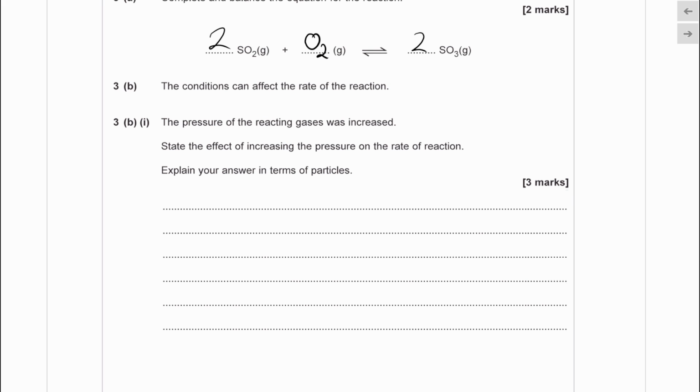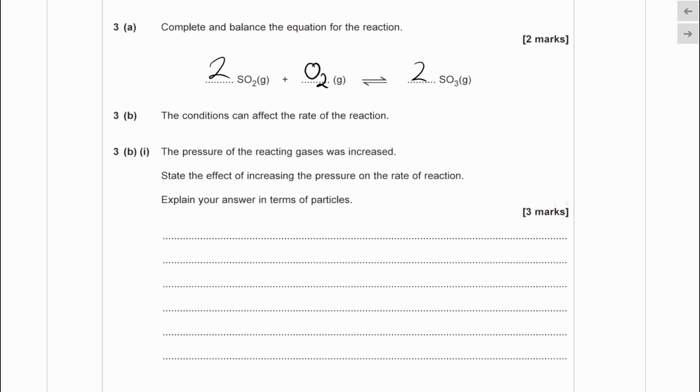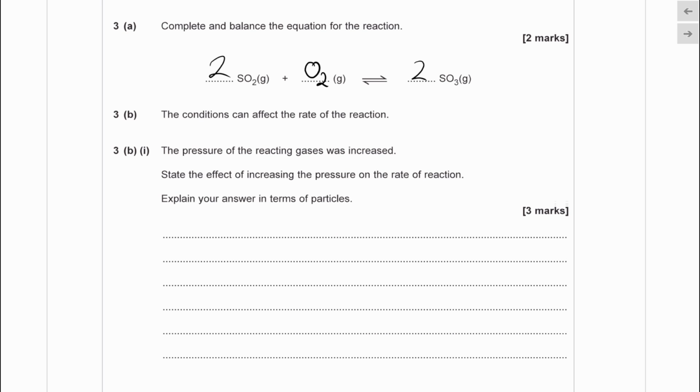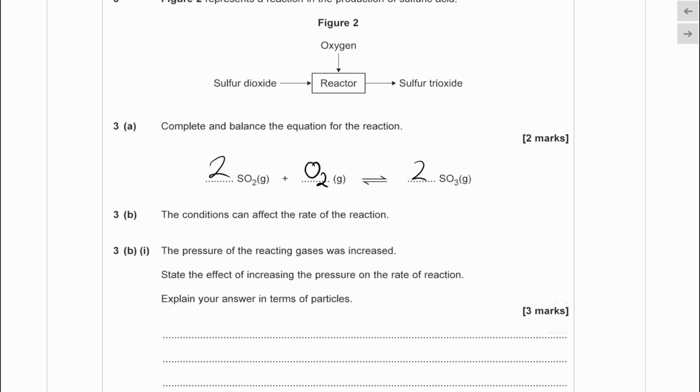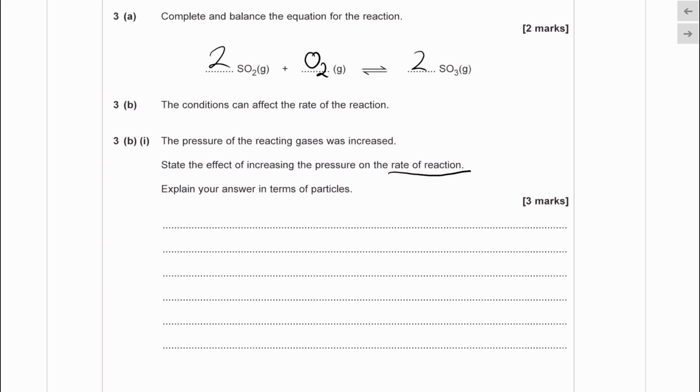So, 3b, the conditions affect the rate of reaction. The pressure of the reacting gases was increased. State the effect of increasing the pressure on the rate of reaction. Remember, if you're taking triple chemistry, you could actually get confused here. We are not talking about the equilibrium position. This symbol here tells us that this is a reversible reaction, but at the moment we're not talking about changing the yield of anything. We're just talking about the rate. So all we're doing here is talking about the kinetic theory.